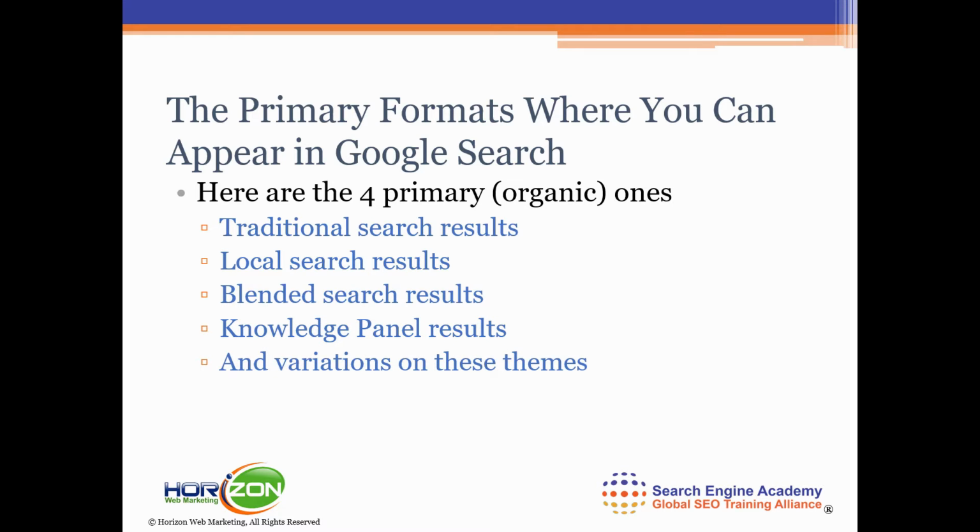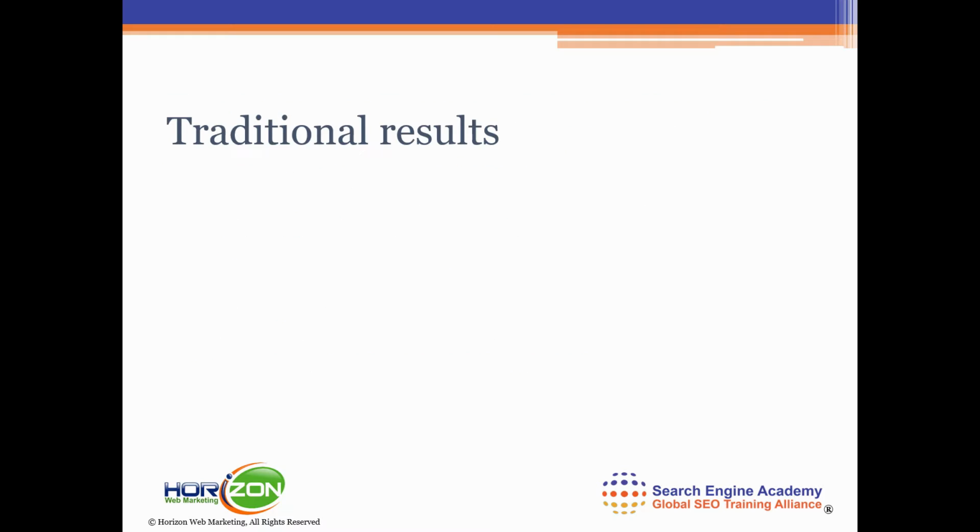There are infinite variations on these themes. I'm just telling you about the four overarching categories because Google will show all sorts of different layouts to its search results screen, depending on whether you're on desktop or searching on a mobile device, the type of search, and so forth.